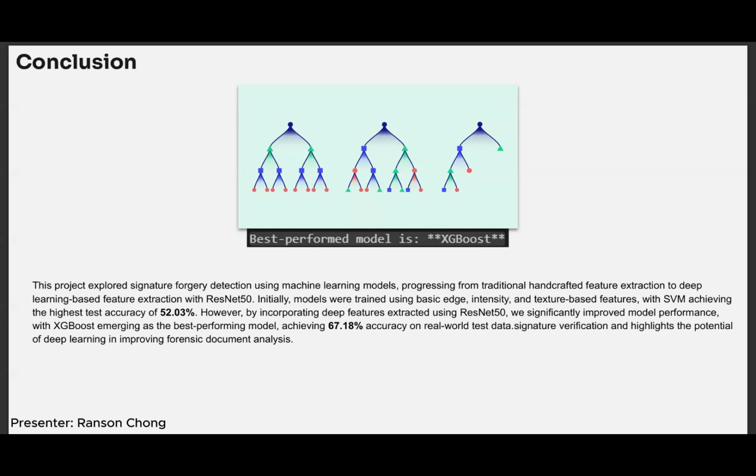This transition from traditional handcrafted features significantly improved our model performance, with XGBoost achieving 67.18% on real-world test data, emerging as the best performing model. XGBoost provided a good balance between accuracy and computational efficiency. We were able to capture more complex and subtle patterns in signature images, making it suitable for real-world deployment. All in all, our project highlights the potential of using deep learning to improve forensic document analysis, thereby enhancing the security and reliability of signature verification systems.